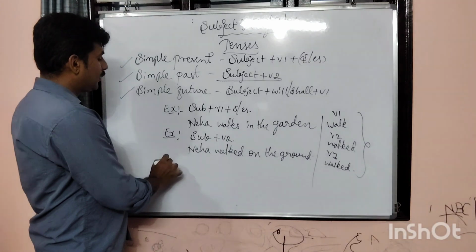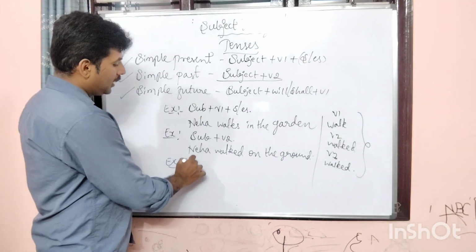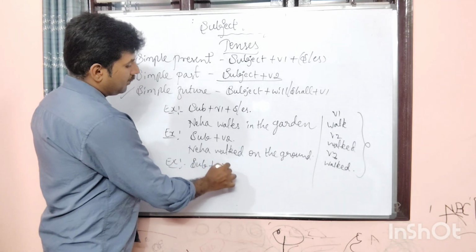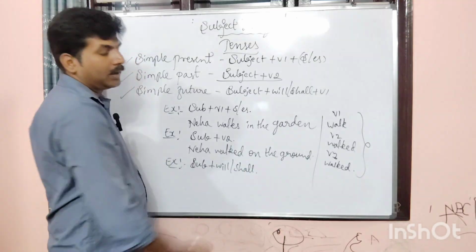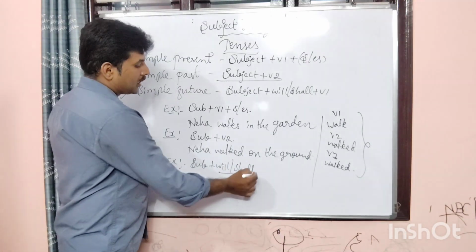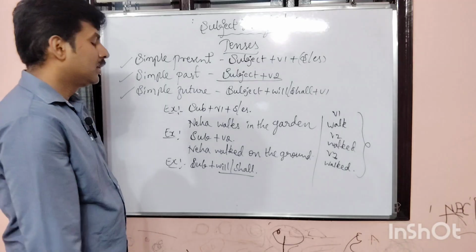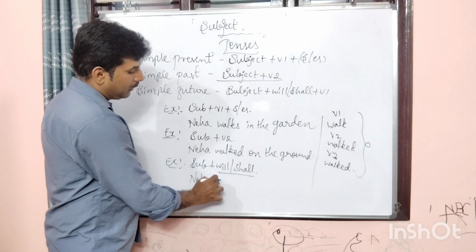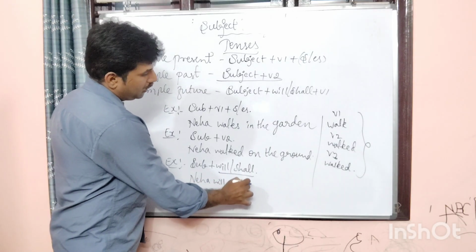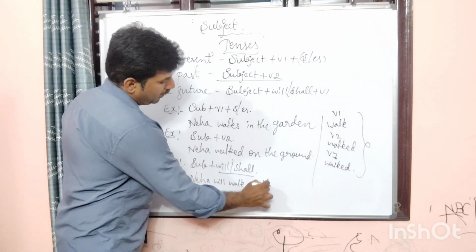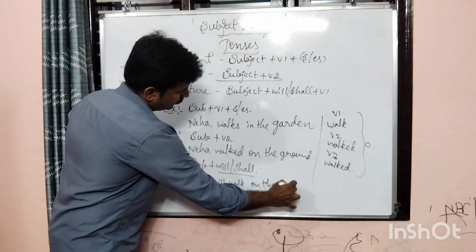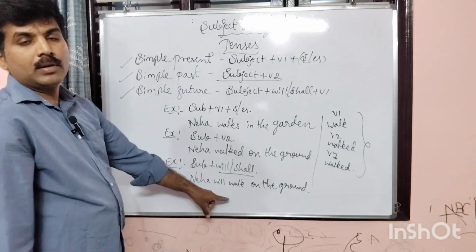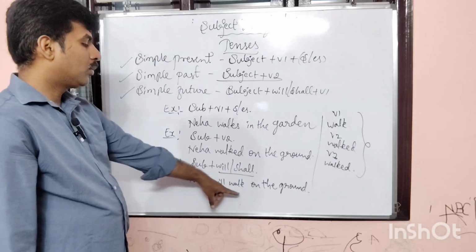Then an example for simple future: subject plus will or shall. We can use either will or shall for writing the statement. For example, subject Neha will walk on the ground. See, simple future means Neha will be ready to do it in a certain situation. Neha will walk on the ground.